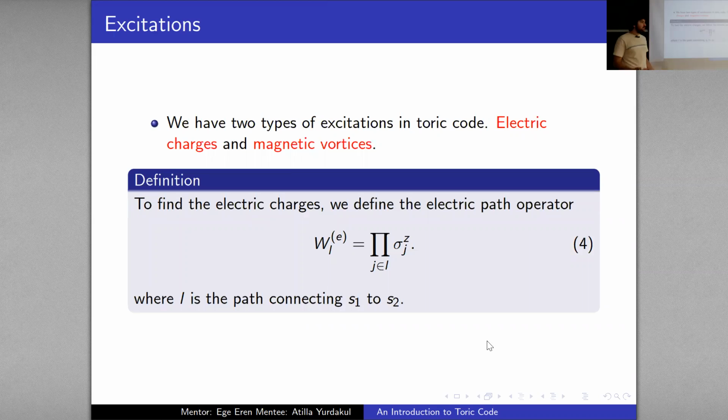Now, to find the excitations, the states can be excited. To find these excitations, we define two types of operators. One finds the electric charges, and this is called the electric path operator. The other one is called the dual path operator, which finds magnetic vortices. The electric path operator is defined as this, and it is applied on L, the path connecting two points, S1 to S2, and these two points will become fermions later.